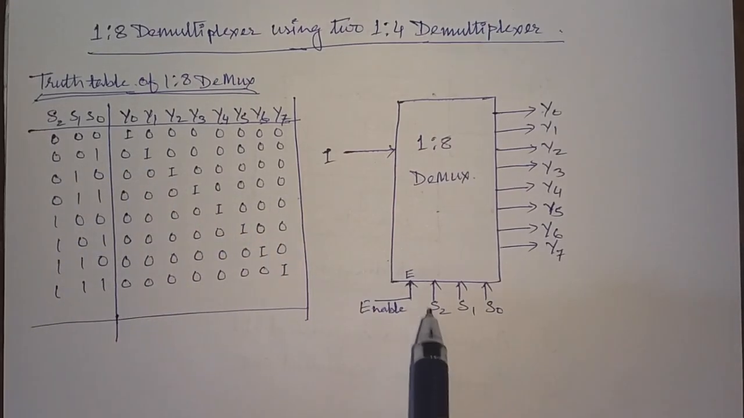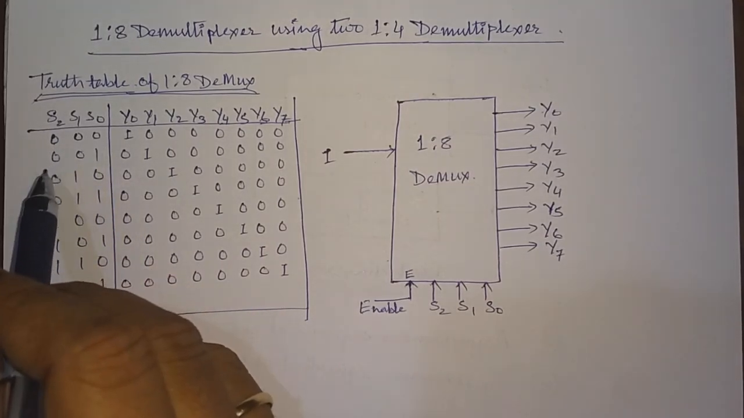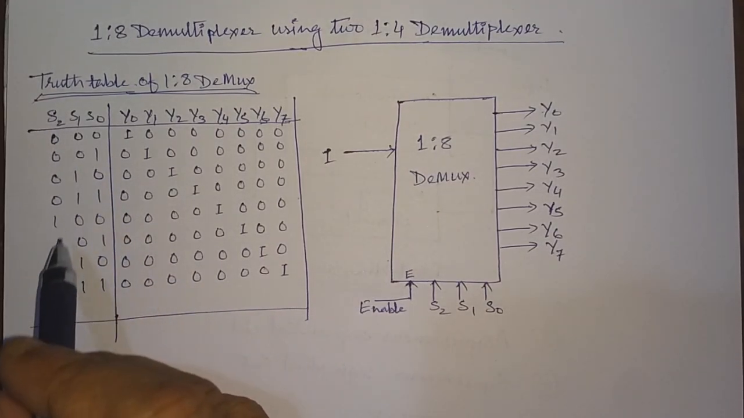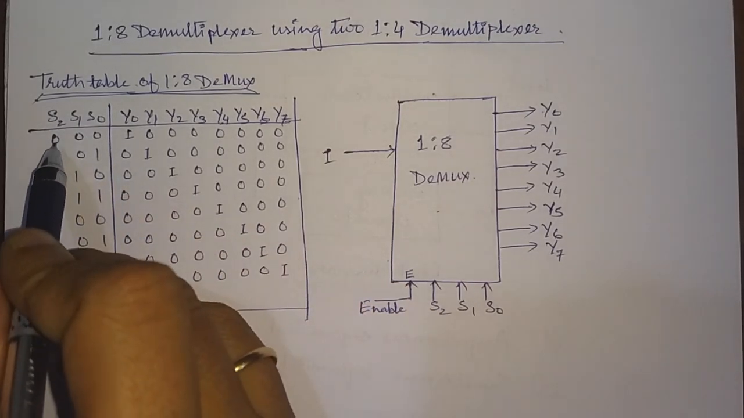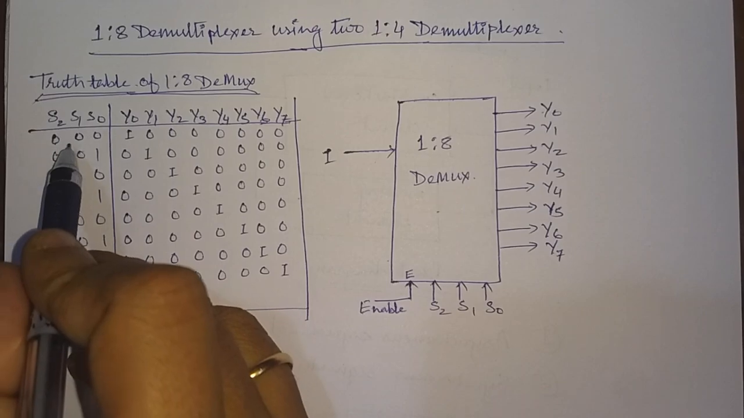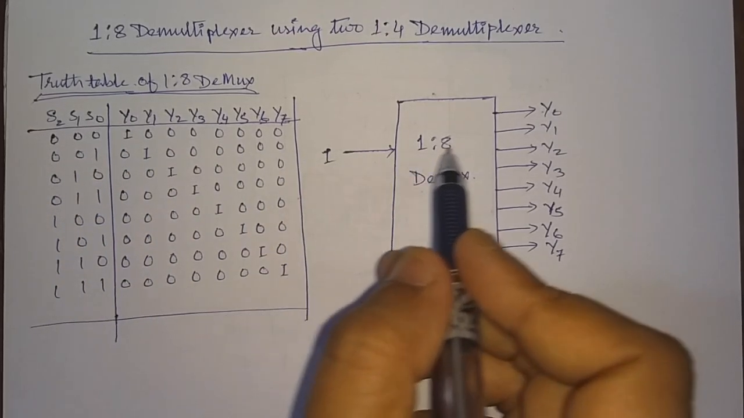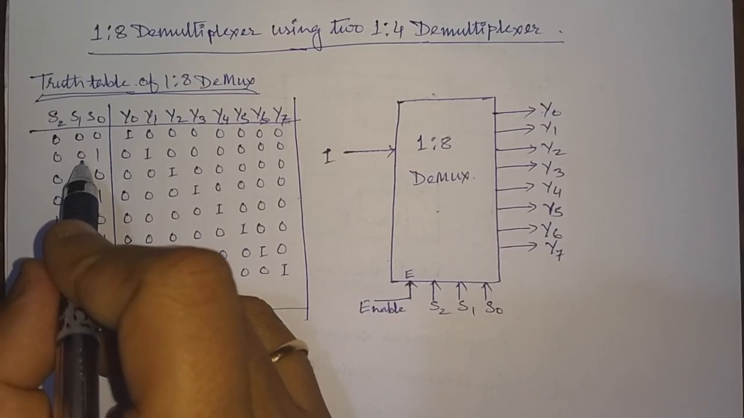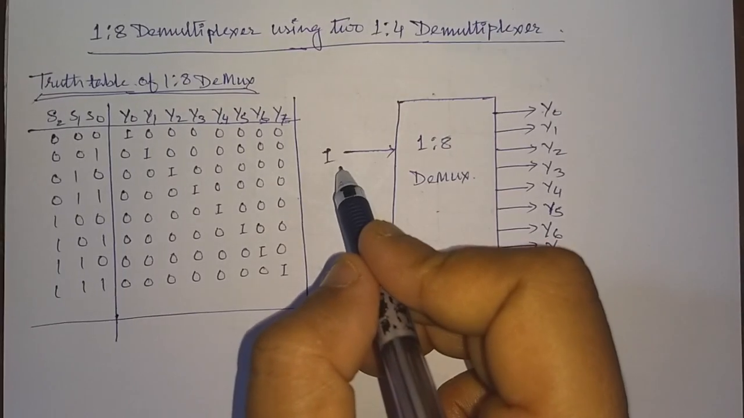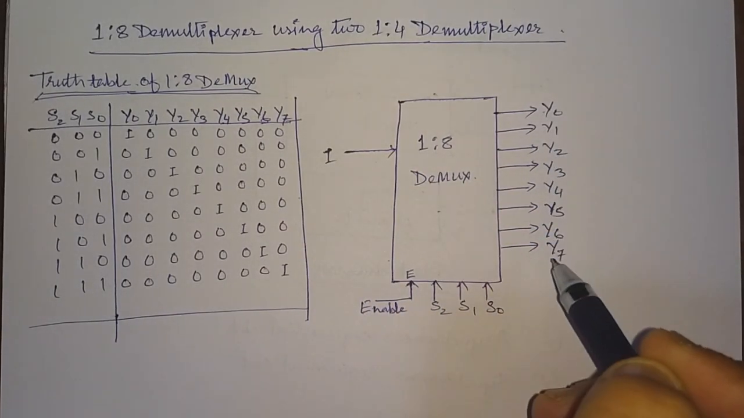So from here we can see that we have 3 select line inputs, so we'll have 8 combinations: 0 0 0, 0 0 1, 0 1 0, and so on to 1 1 1. Whenever all the select lines are 0, 0, 0, we'll have the input line directed to this Y0. Whenever the select lines are 0, 0, 1, this input data line will be connected to this Y1, and so on for the others.